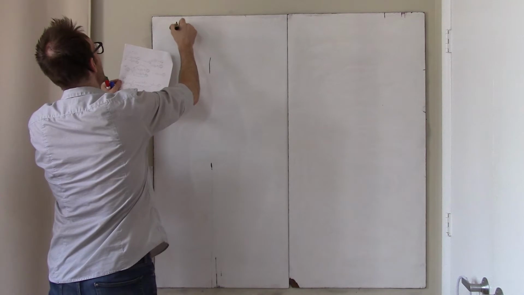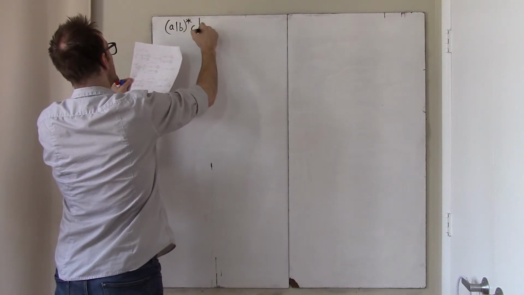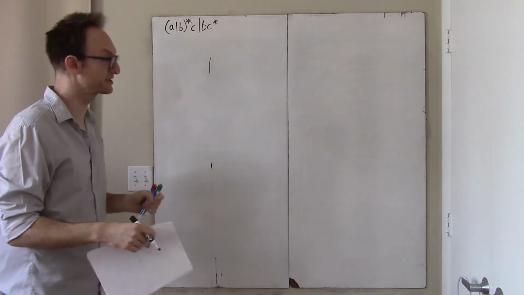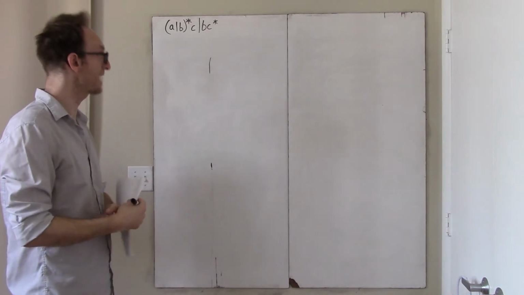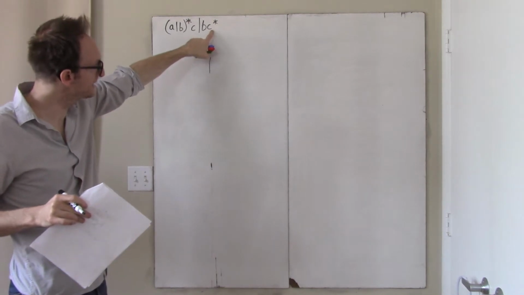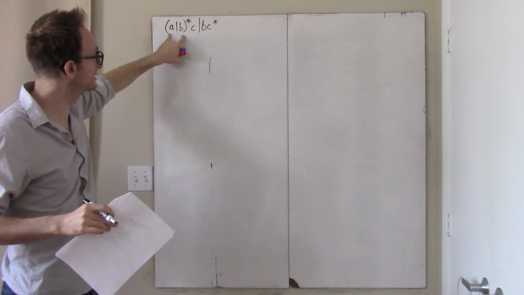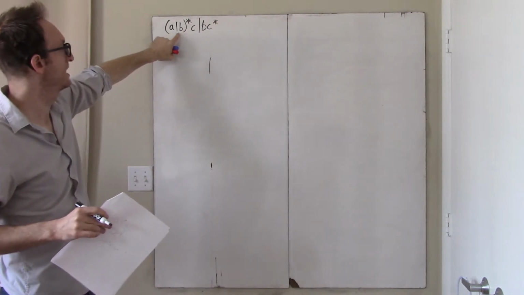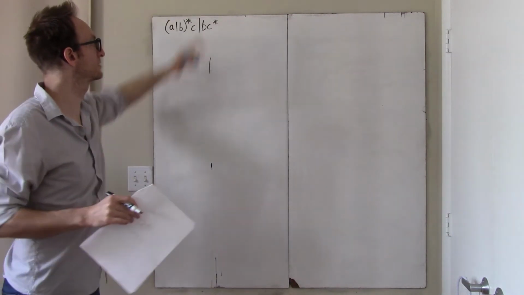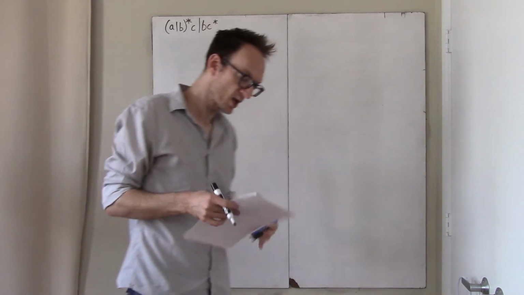So just take (A or B)* C or BC*. And remember, the precedence is star first, then concatenation, then ORing. So the star is attached just to the C. The BC is now an expression. Here, the parentheses override that precedence, so that is what is being starred and concatenated with C, and then for this OR, there are implicit parentheses around everything to the left of the OR and everything to the right of the OR.